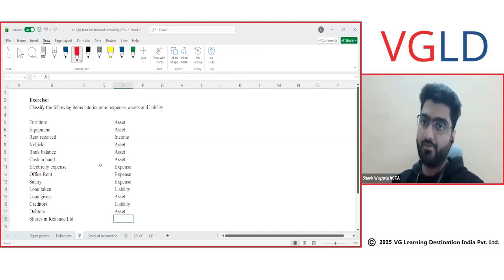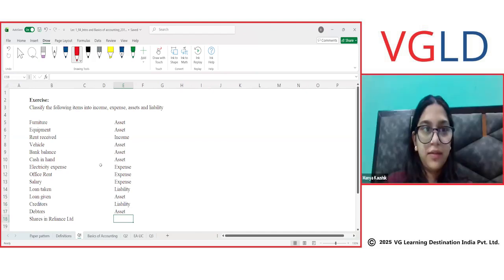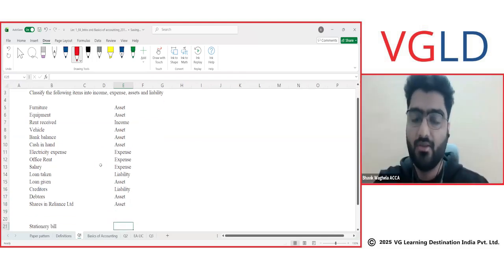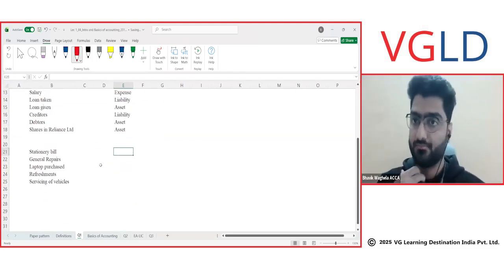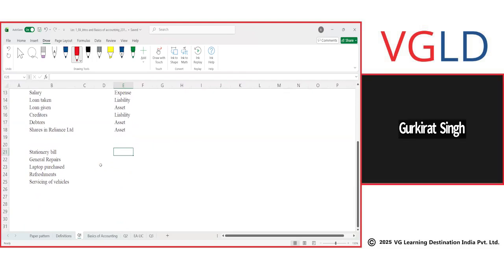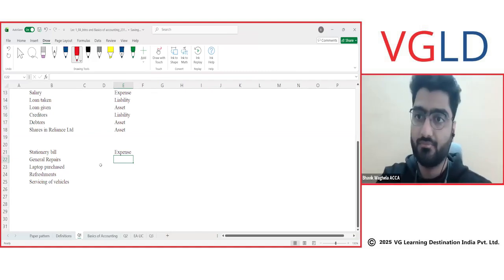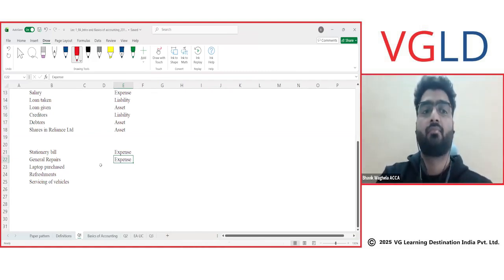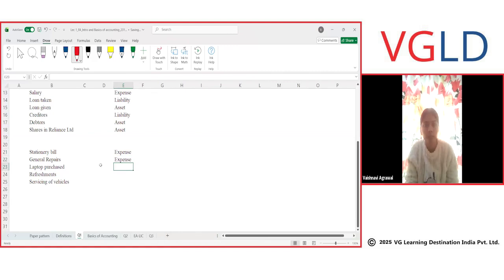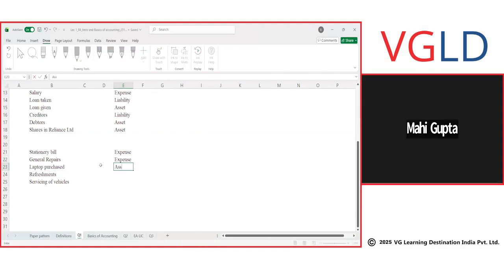Shares in Reliance Limited. Asset, obviously, I have purchased shares in the company. Stationery bill. Expense. General repairs. Expense. Laptop purchased. Asset.